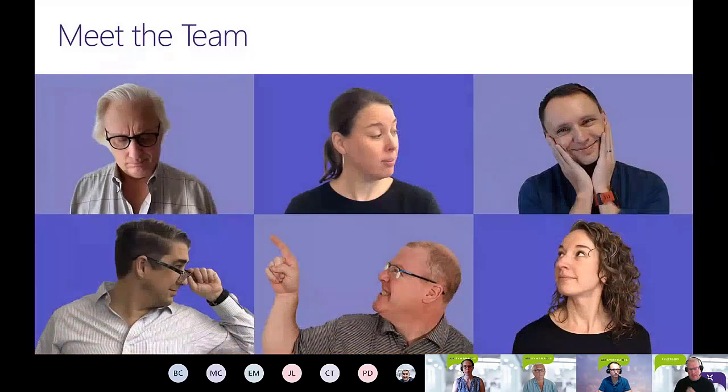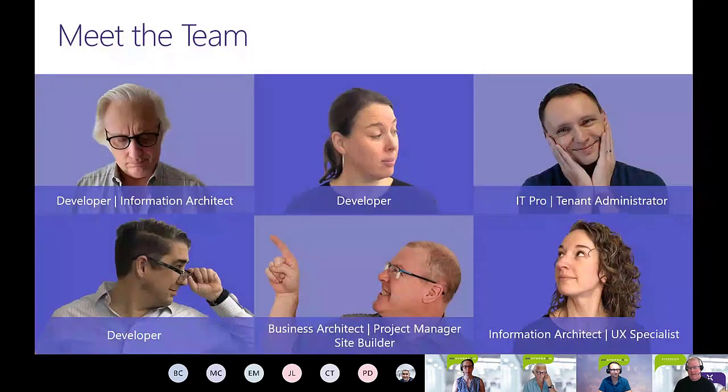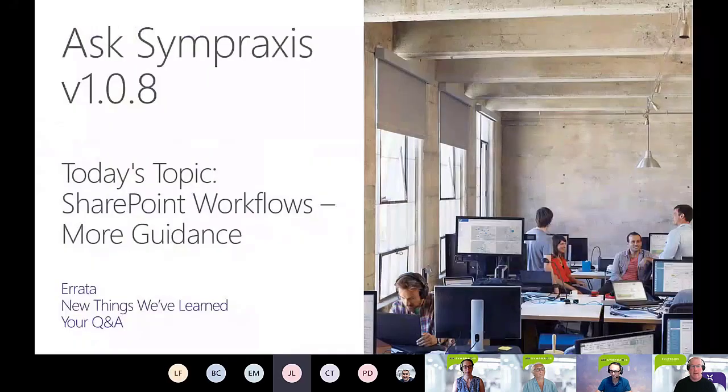This is the composition of the team. Derek and Emily, who flank me in the bottom row, are not here this week. They're each out, but we've got a quorum and the group we need. And our topic today is drilling down further on the recent announcements about SharePoint workflows and some new guidance.